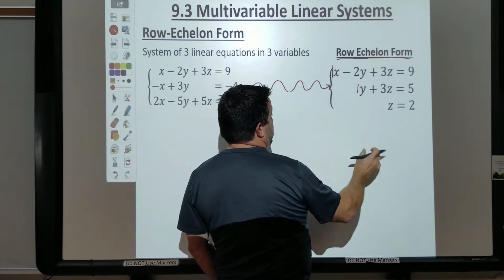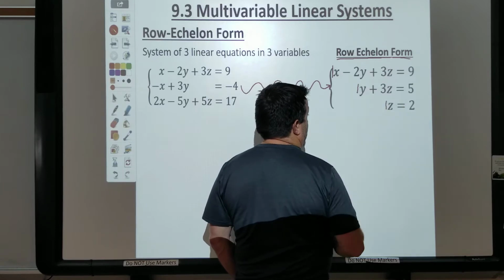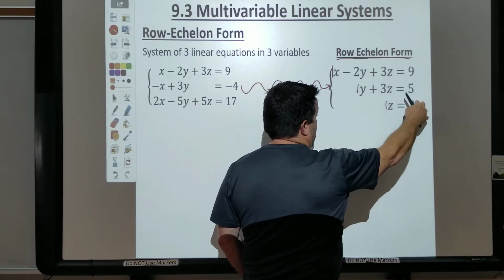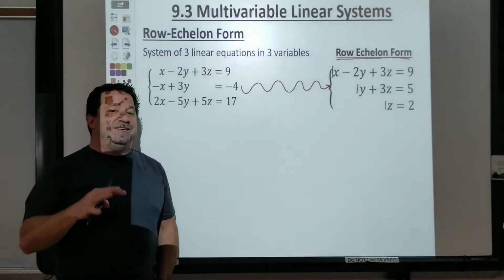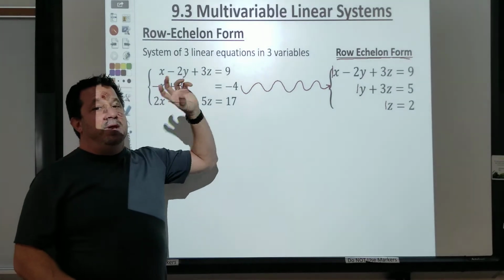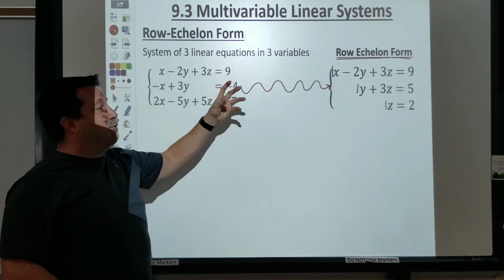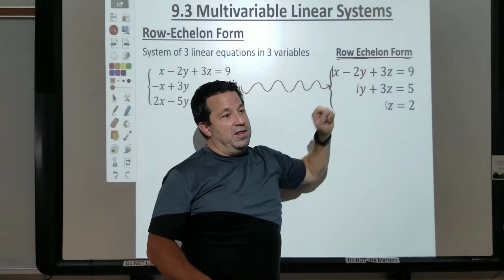And then the third equation will be missing x and y, and it'll only have z with a coefficient of 1, so 1z equals, and you have this value here. That's called row echelon form. So what I'm going to be teaching you is how to take a system like this and do some manipulation, some certain operations, that will change its form from looking like this to looking like this.